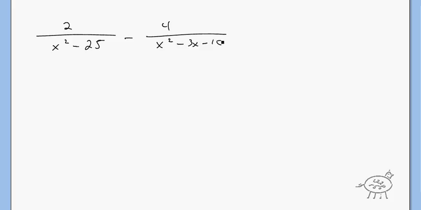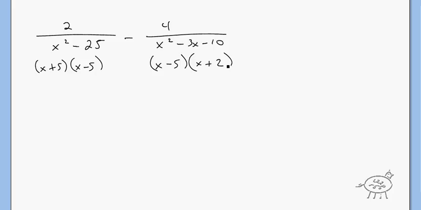Okay, let's keep going here. What about this one? 2 over x squared minus 25 minus 4 over x squared minus 3x minus 10. Okay, get us factor. So the first factors to x plus 5, x minus 5. This one factors to x minus 5, x plus 2.